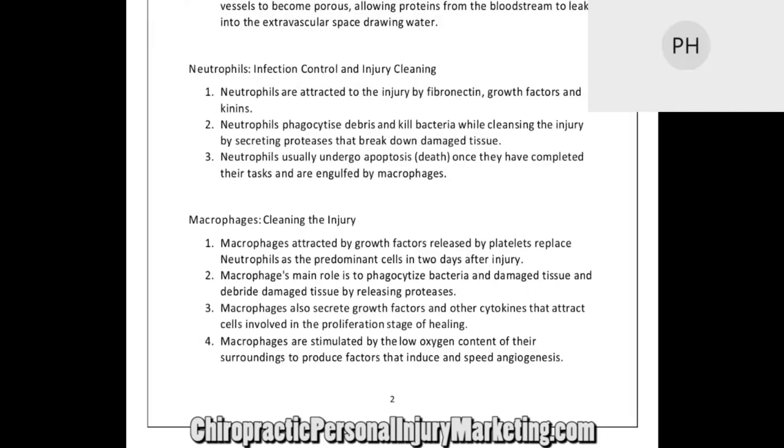Macrophages are stimulated by the low oxygen content of their surroundings to produce factors that induce angiogenesis. So here we have blood vessels starting to form. What's the reason? Macrophages start to form them. Why? Low oxygen content from the injury. Low oxygen content is what starts the new blood vessels.